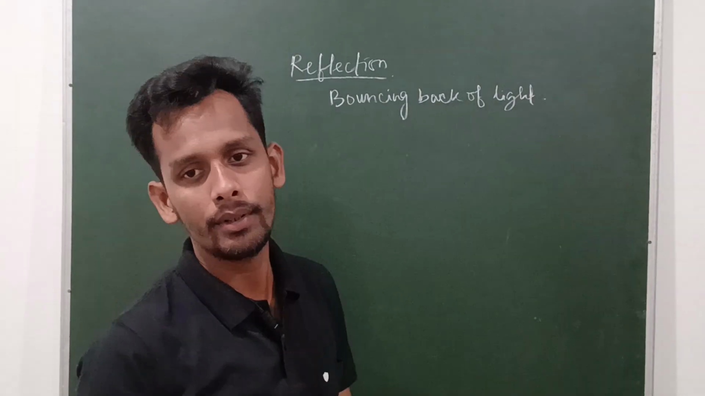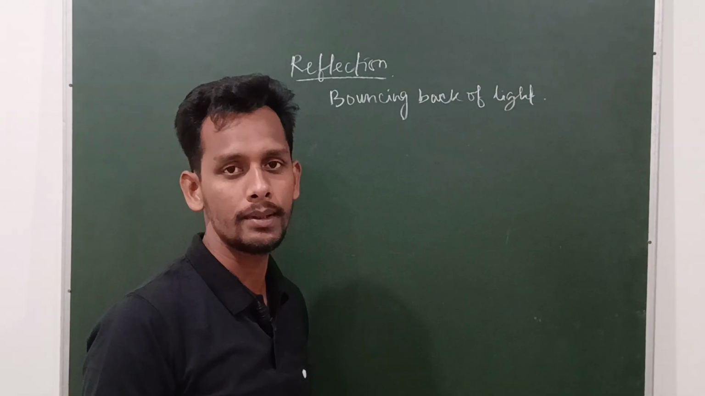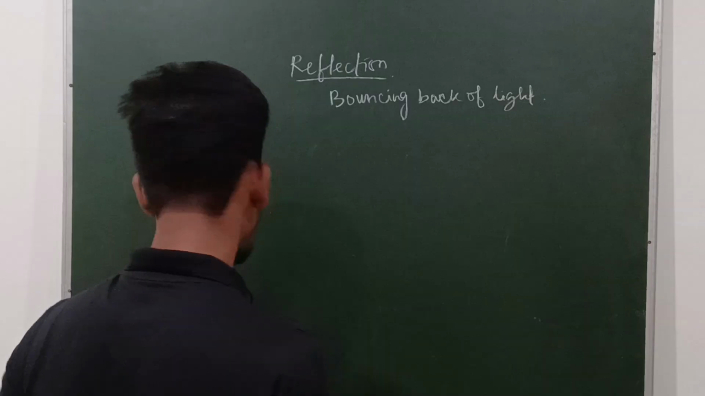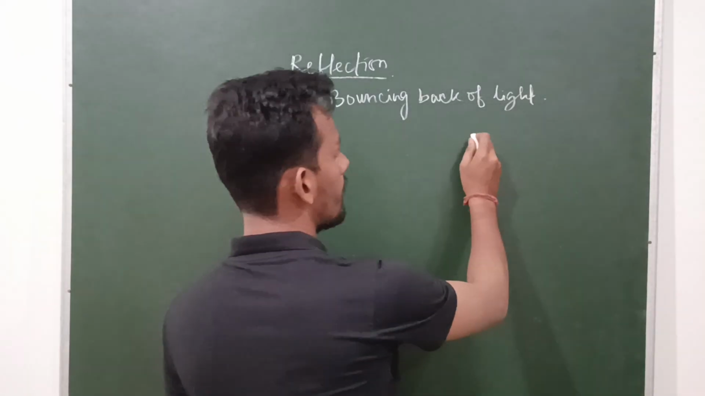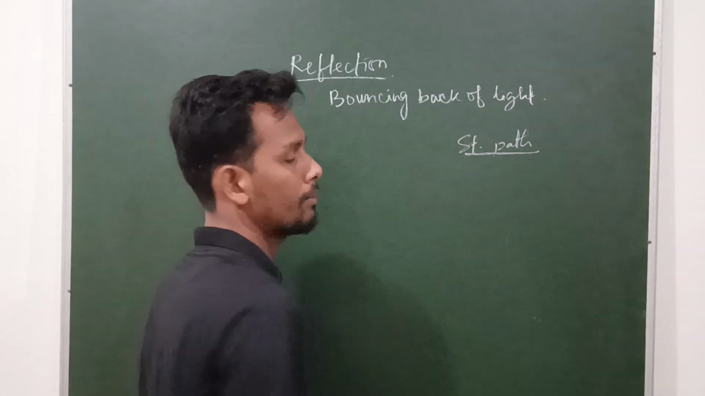So we have discussed the reflection through the plane mirrors, reflection through the plane surfaces. About incident ray and reflected ray we have discussed. Already we know that light always travels in a straight path.